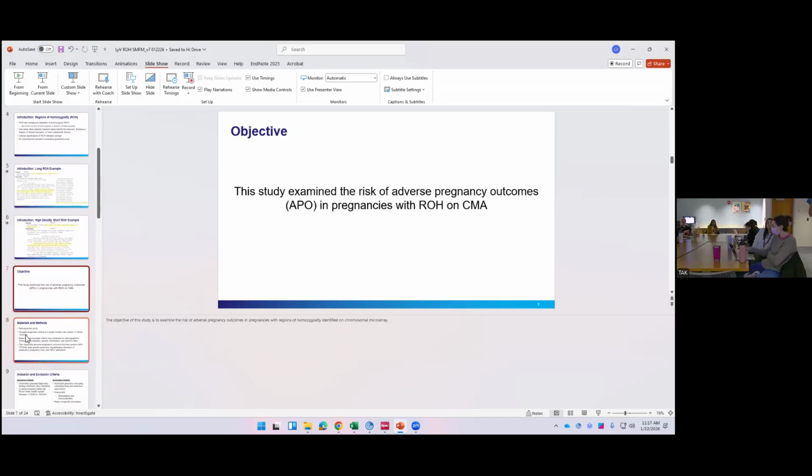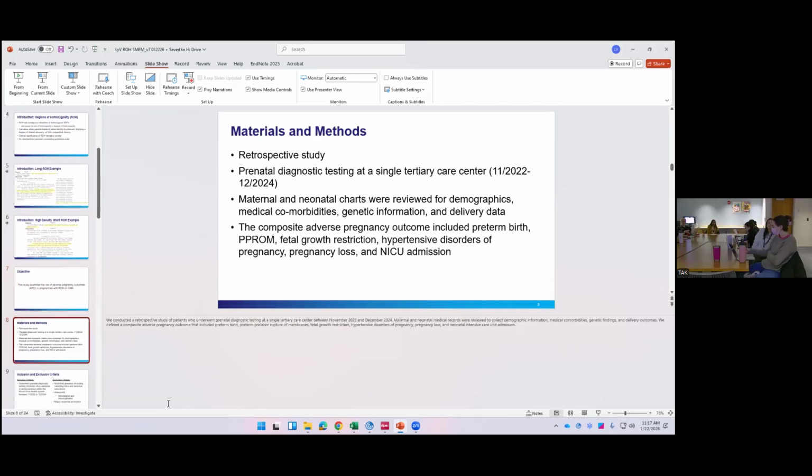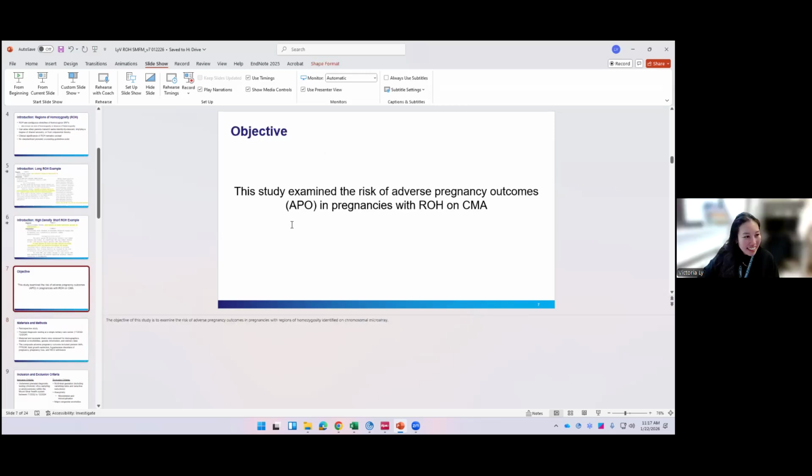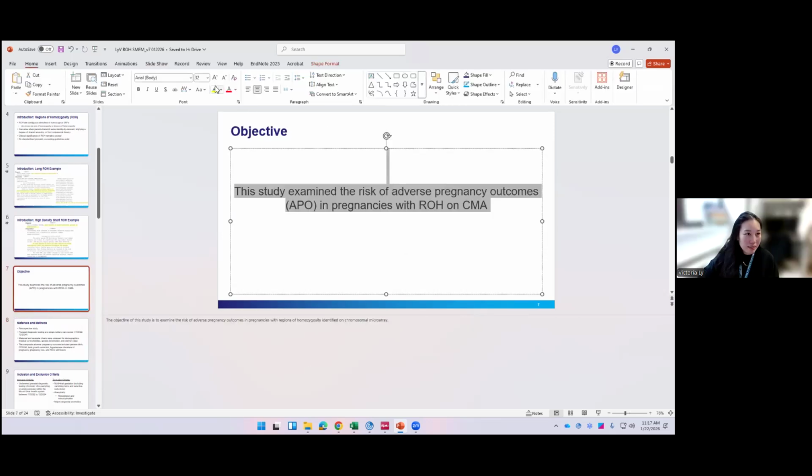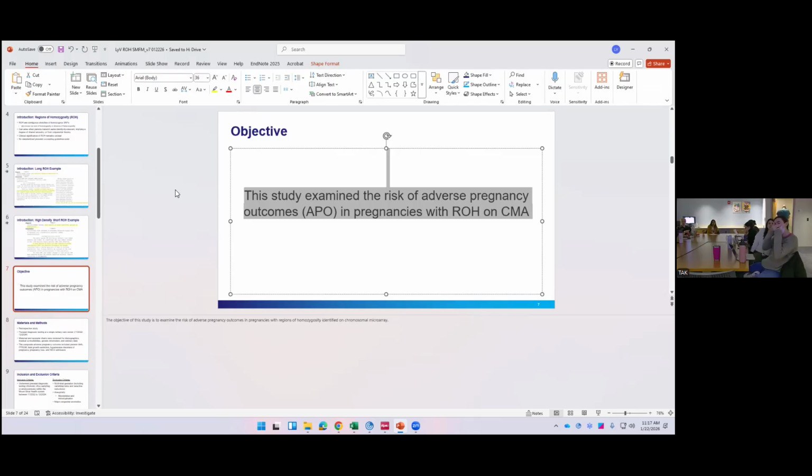Yep, that's good. You can also make the font bigger for this. Yeah, much better.